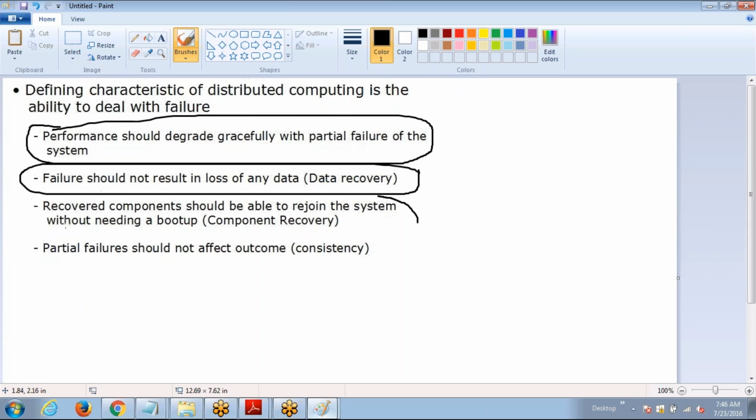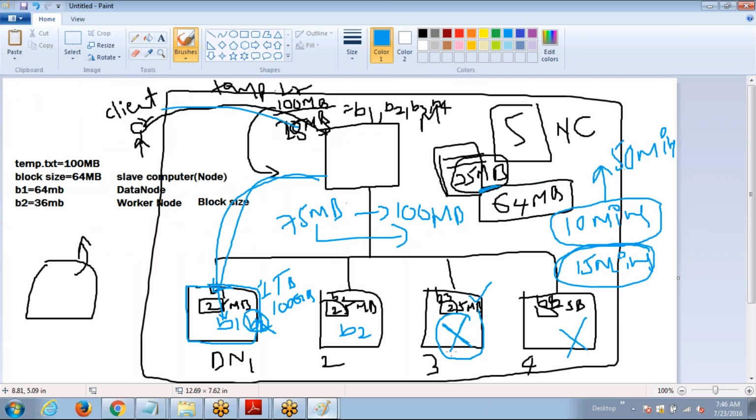What I mean by this is the same thing here. If these two computers go down and your admin comes and fixes them, and now they are ready to rejoin your network, I should not have to bring my whole Hadoop cluster down and only then be able to rejoin them.